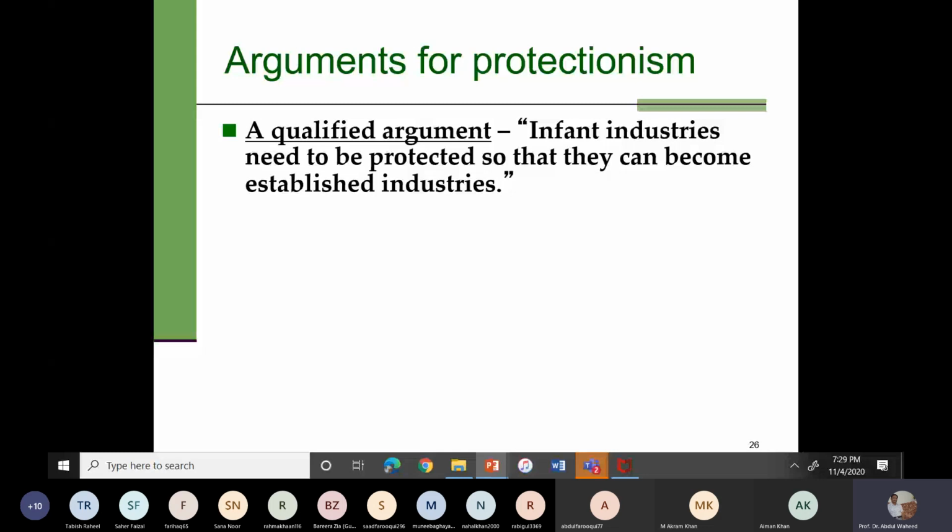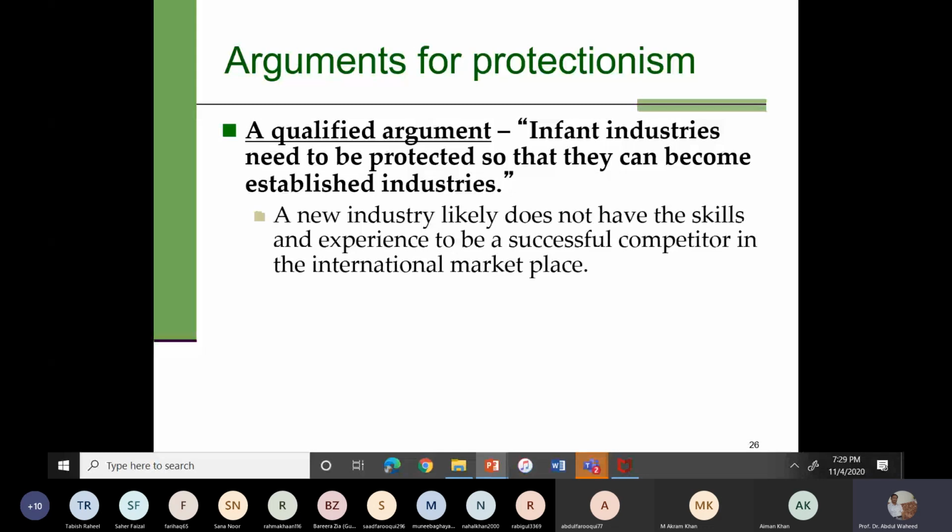But the problem is, how long do we have to protect? Okay, how long do we have to protect? It cannot be for an indefinite period. There must be some timeline, no? This is 5 years or 10 years. You see, sometimes we protect our industry for many years. So this is also not acceptable, no? For 20 years and 30 years, we are going to protect that industry.